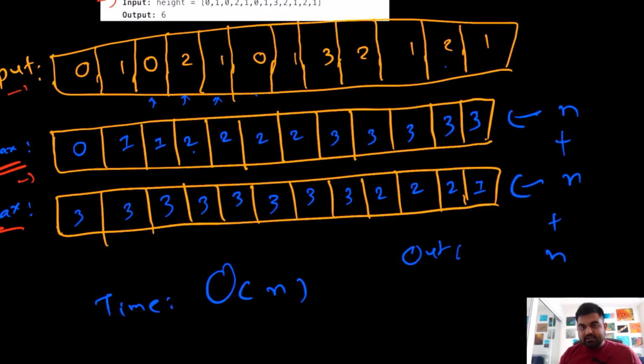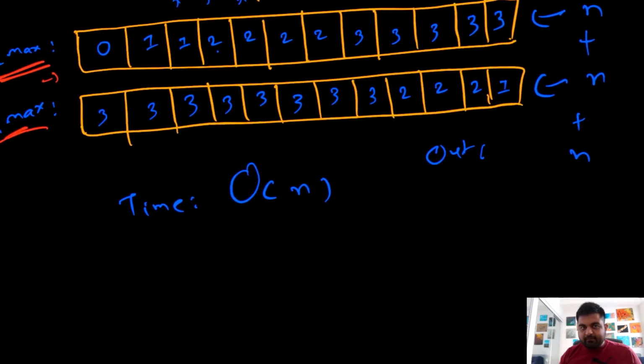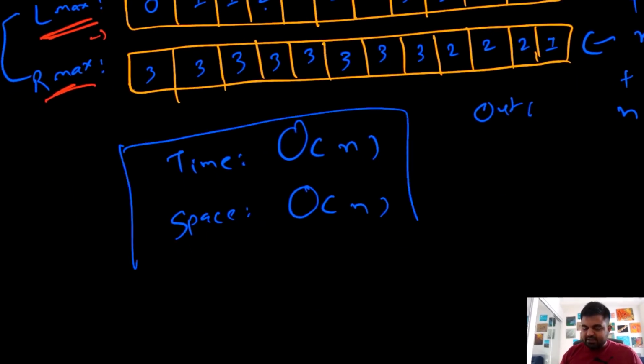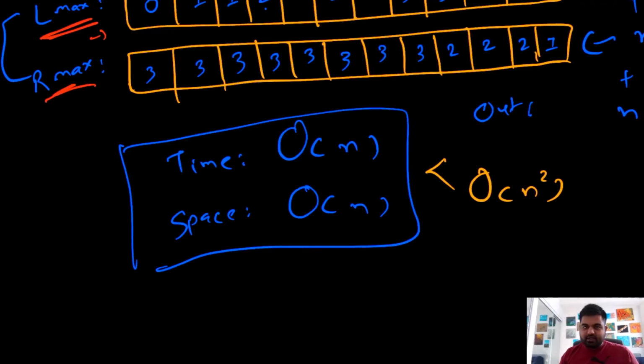But still the time complexity is going to be O(n), and the space complexity for this one is also going to be O(n), because we are storing these two additional data structures. So this is a much better improvement than our brute force approach, where in the brute force we are doing everything in O(n^2) time. So we are gaining significant improvements over here.